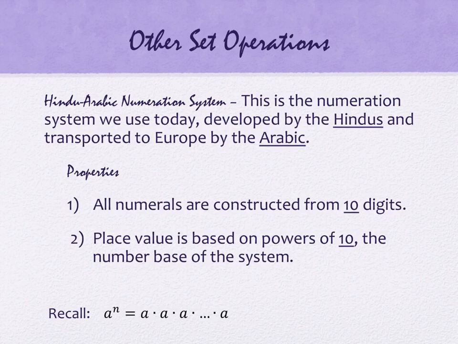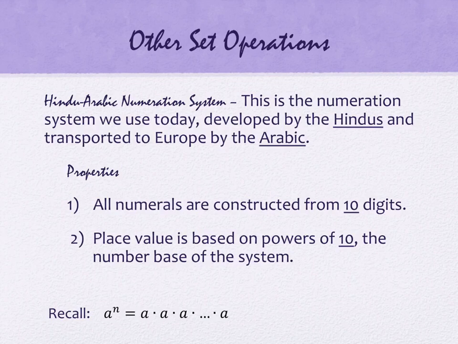Our number system is actually called the Hindu-Arabic Numeration System. And you probably didn't know that, unless you've just seen it in another class before this. That's what it's called. It's the numeration system developed by the Hindu and transported to Europe by the Arabic.